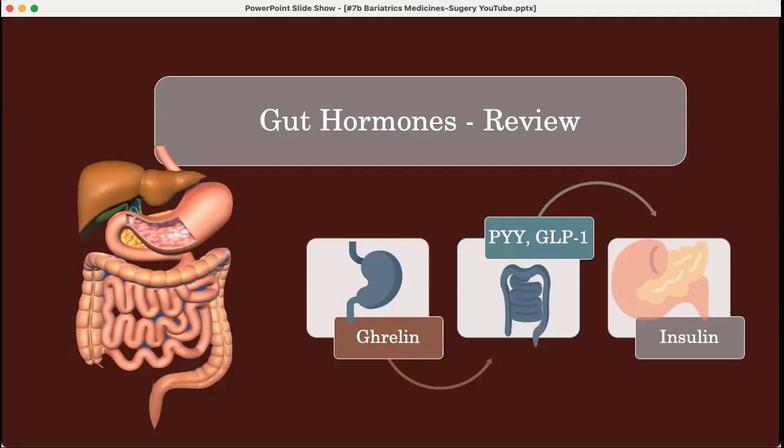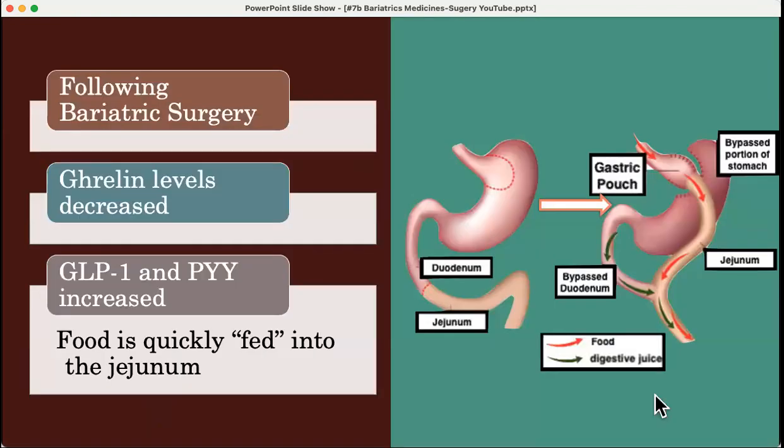The other thing, PYY and GLP-1 are produced in the small bowel, and of course, insulin is produced by the pancreas. Following bariatric surgery, the ghrelin levels drop, and GLP-1 and PYY are increased as food is quickly fed into the jejunum.